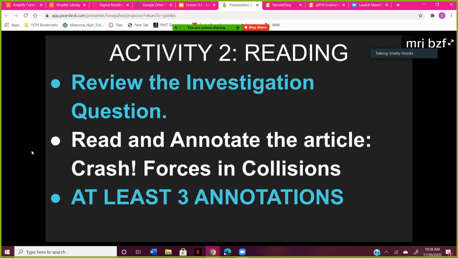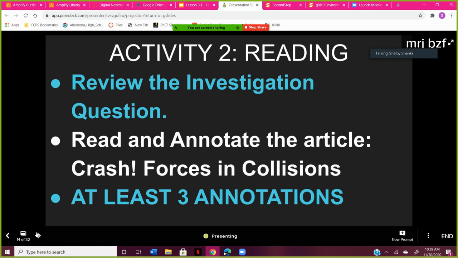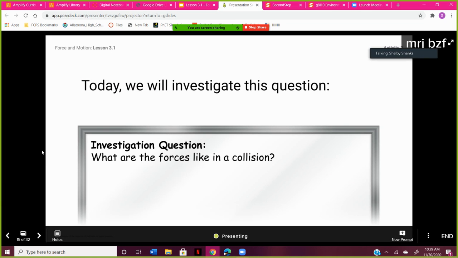After our reading, and after you answer the 2 questions in your digital notebook, we are going to discuss those annotations. That is why I want you to have at least 3 of those. I would like you to pick at least one that you could share or talk about, or maybe you have questions about it. So we're going to read and annotate the article, and you are going to have 3 annotations.